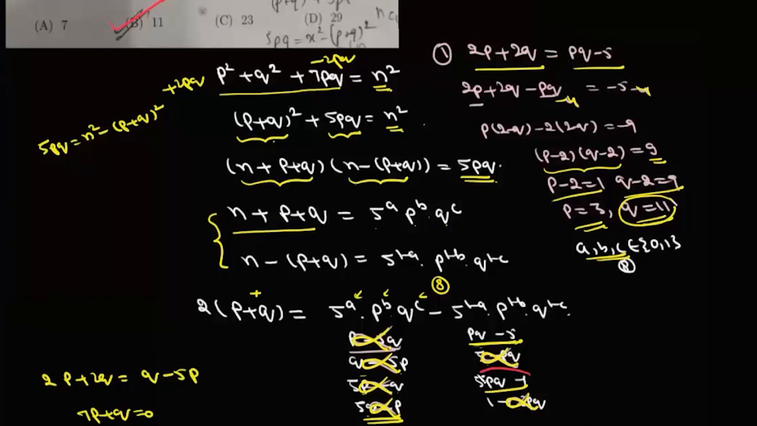And then you can take up this case 5pq minus 1, but it leads to nowhere. So this case is also discarded. So answer to this question is 11.